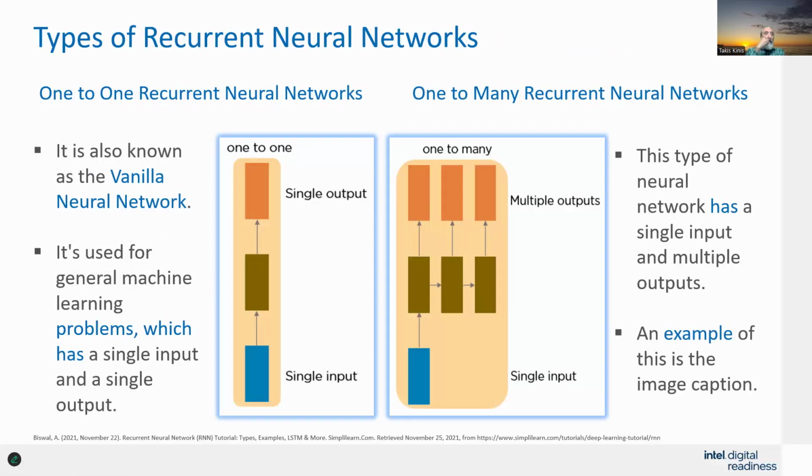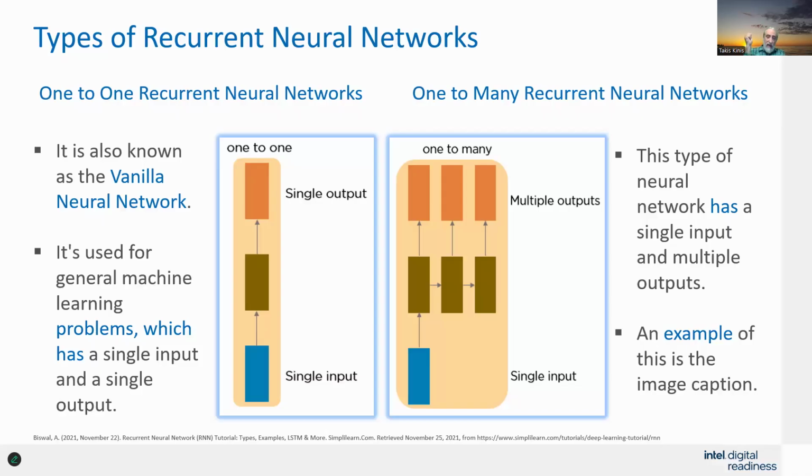The one-to-one recurrent neural networks have a pretty simplistic model. They call this the vanilla neural network, probably because it's so plain. It's used for general machine learning, and it has a single input and a single output. One piece of information going in, one piece of information going out.